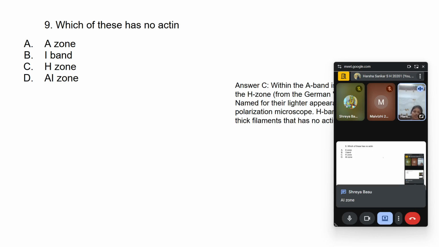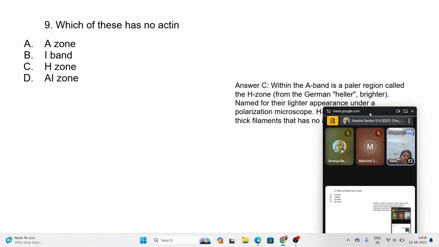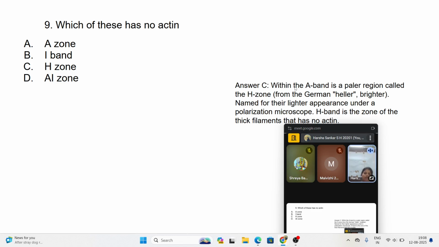H zone is the central zone, right? So, H zone only has thick filament or myosin. It doesn't have any thin filament. Within the A band is a paler region called the H zone. Its name is derived from heller, which means brighter, named for their lighter appearance under a polarization microscope. H band is the zone of the thick filament that does not have actin. Correct answer is option C.